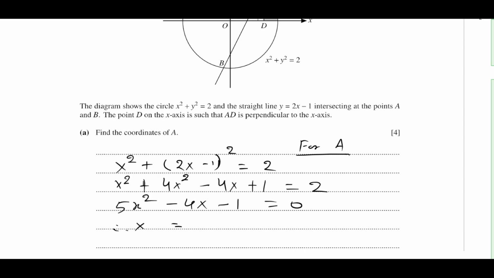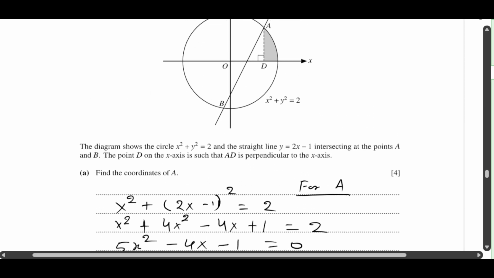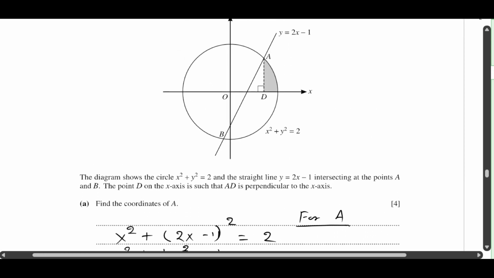Now this is a quadratic equation. So 5, minus 4, minus 1. So the value of x we will get as 1 and minus 1 by 5. Okay. Now minus 1 by 5 is for B and 1 is for point A.